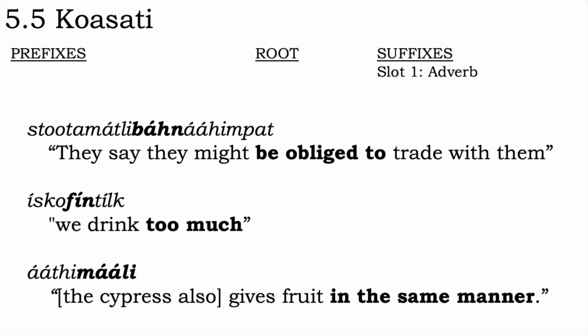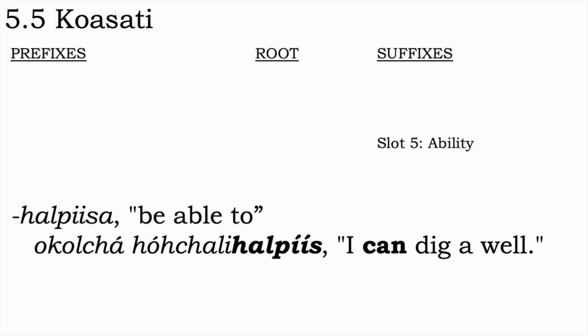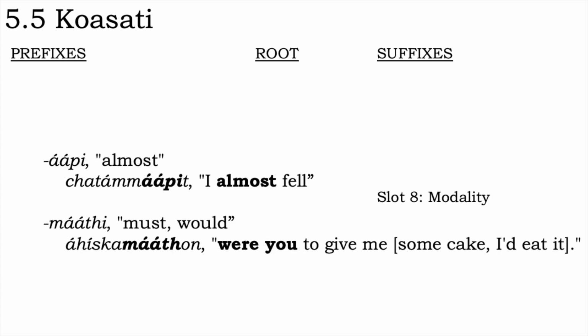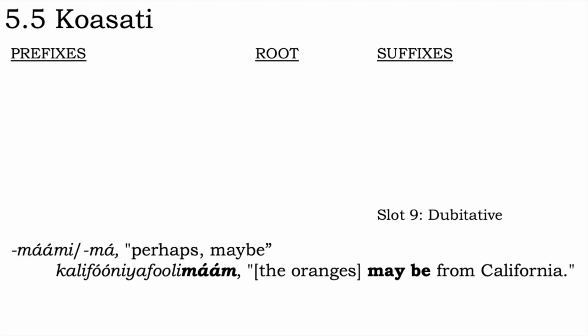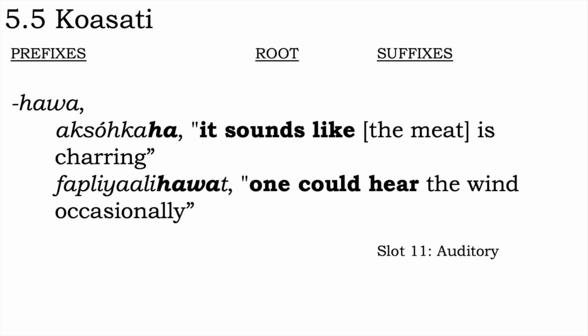As for the suffixes, slot 1 is for adverbs like very, almost, really, in the same way, all the time, must, etc. Slot 4 marks an intended action. Slot 5 marks ability to do something. Slot 7 is deductive. Slot 8 marks other modalities like almost and hypotheticals. Slot 9 marks doubt about what the speaker is saying. Slot 10 marks that the speaker's information is second-hand or was said by another person. Slot 11 marks the speaker's information as coming from a sound.